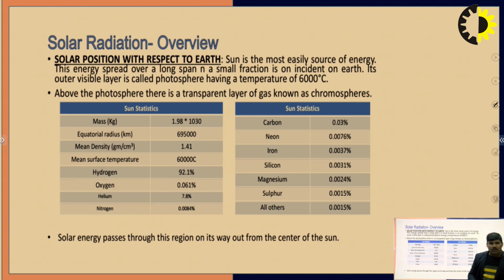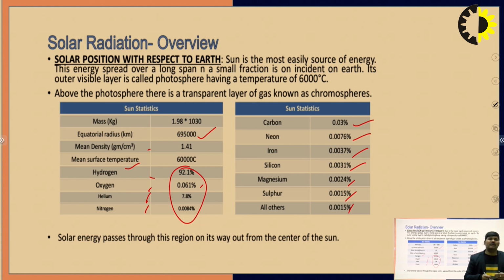The equatorial radius is 69,500 kilometers, the mean density is 1.41, then the mean surface temperature. By composition: hydrogen 92.1%, oxygen 0.061%, helium 7.8%, nitrogen 0.0084%, carbon 0.03%, and then neon, iron, silicon, magnesium, sulfur, and all others.